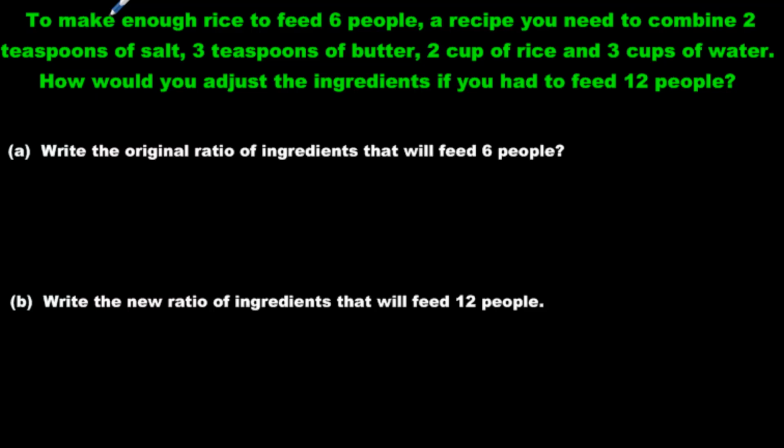What if you got to feed a lot of people? Well, that means you got to change the recipe now to feed them. So how do we do this? Write the original ratio. Well, let's read the question first. To make enough rice to feed 6 people. So we have 6 people.